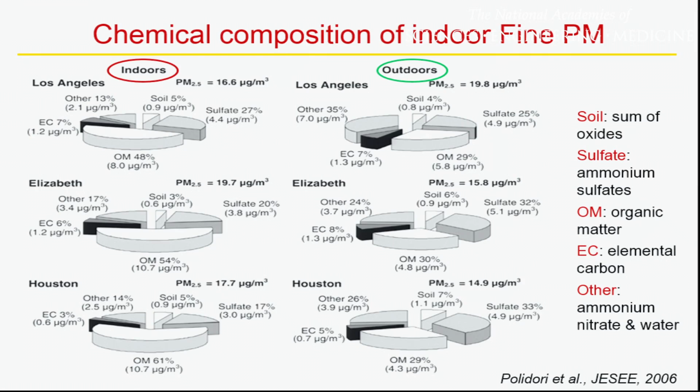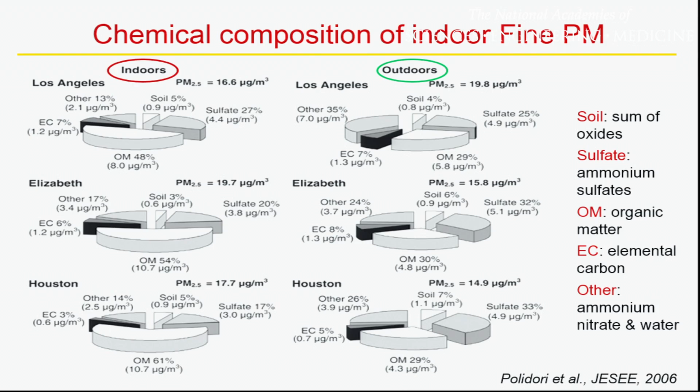This is data that comes from Barb Turpin's group. Andrea Polidori was the lead author. The pie charts you see here are part of the RIOPA study, about 125 different homes, as I recall, and the homes were located in Los Angeles, Elizabeth, and Houston. So a little less than 50 homes in each of these cities represented here with these pie charts. And I'll focus just on the organic matter again. So that's the section of the pie marked OM. And we'll look at outdoors and indoors for the organic matter.